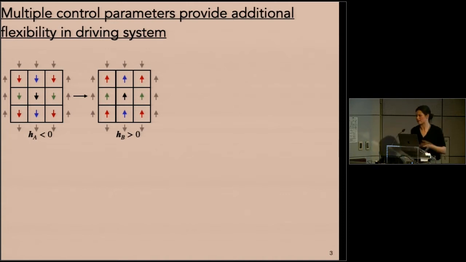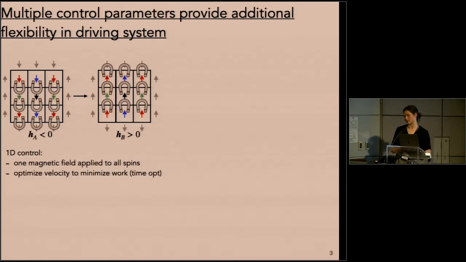We're going to be looking at driving the system between these 2 conformations. To do this, we can just apply some magnetic fields to the system, and we're going to be contrasting a one-dimensional control with multi-dimensional control. For one-dimensional control, we just have one magnetic field applied to all of the individual spins, and the magnetic fields on all these spins are going to be changing at the same rate.